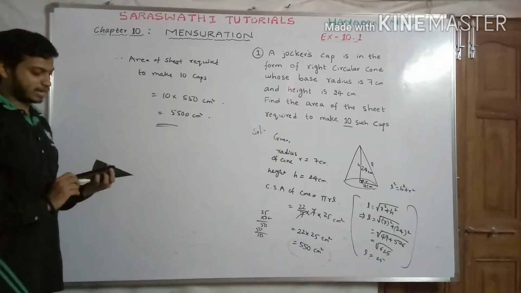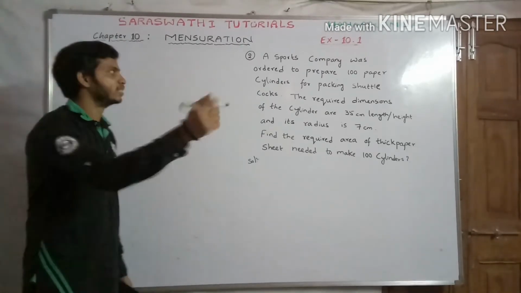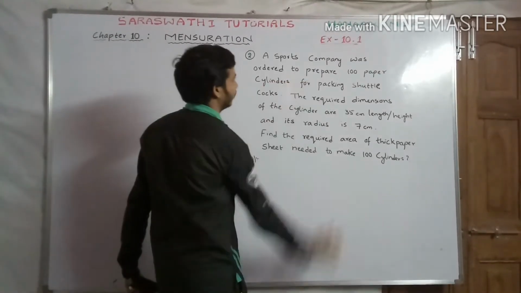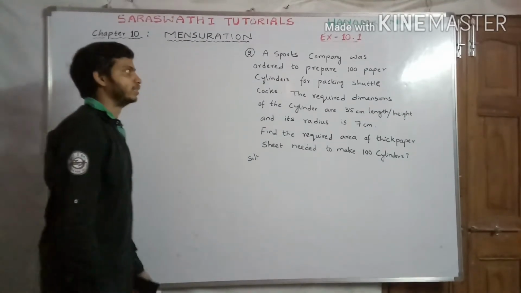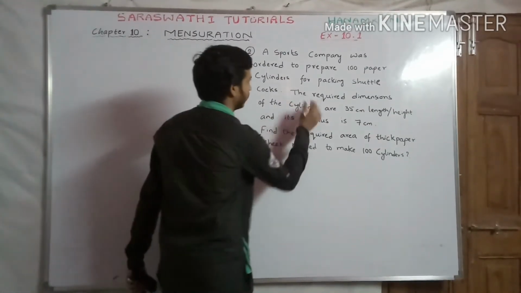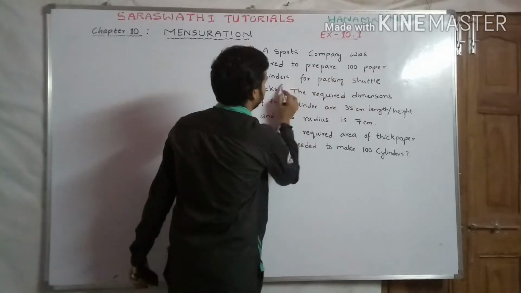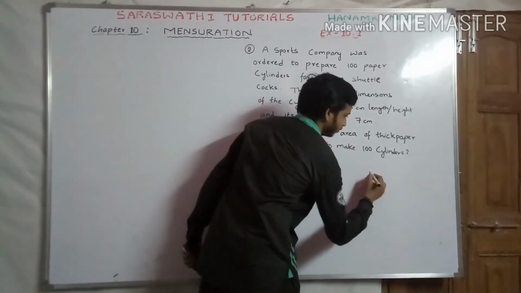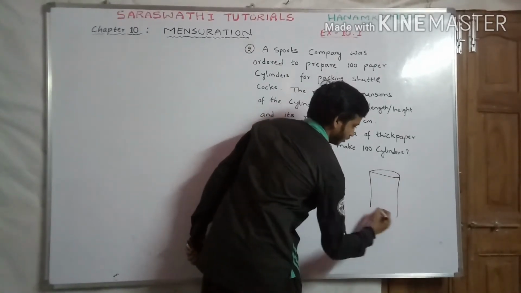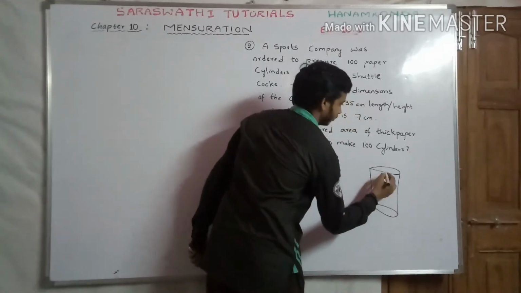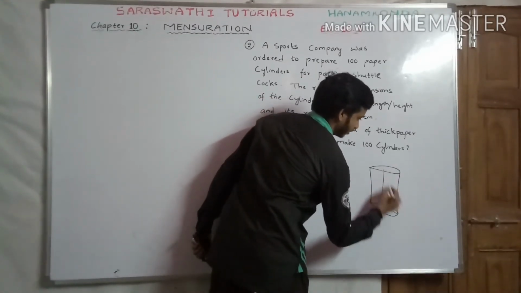Okay, so we shall discuss the next question. A sports company was ordered to prepare 100 paper cylinders for packing shuttlecocks. So we have to first draw a cylinder. It is ordered to prepare 100 such cylinders.